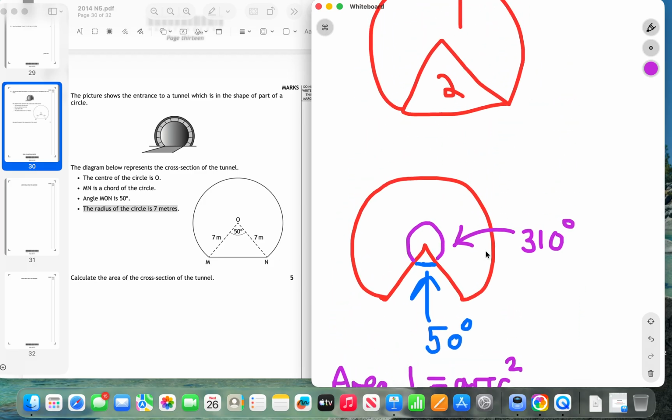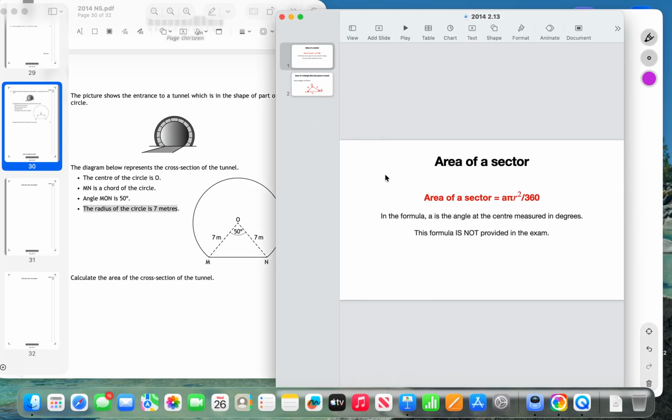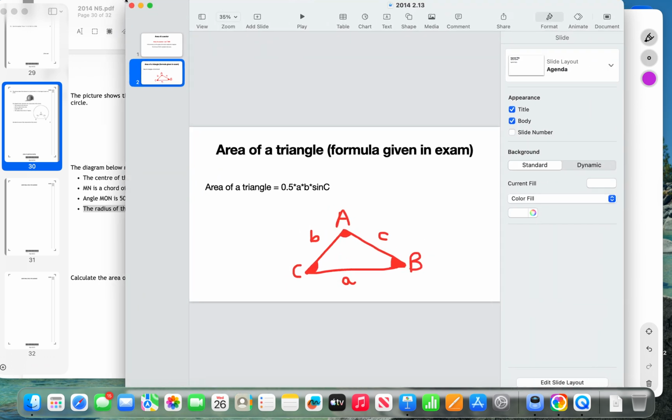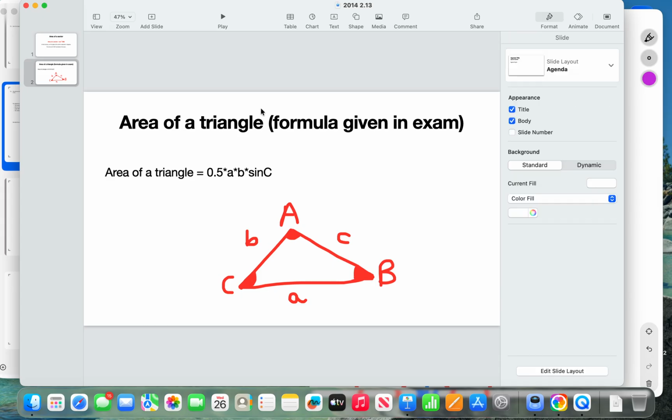If we go back up, we then have the triangle. But the triangle is not right angled, so we can't use the basic formula that you learned in S1, S2, which is half times base times the height. We're going to use this one instead. So this is the formula. I will make this larger. So it's 1/2 AB sine of C.